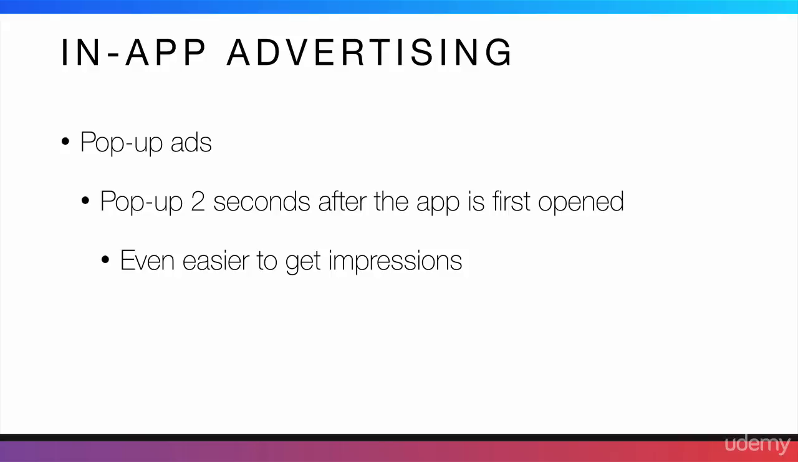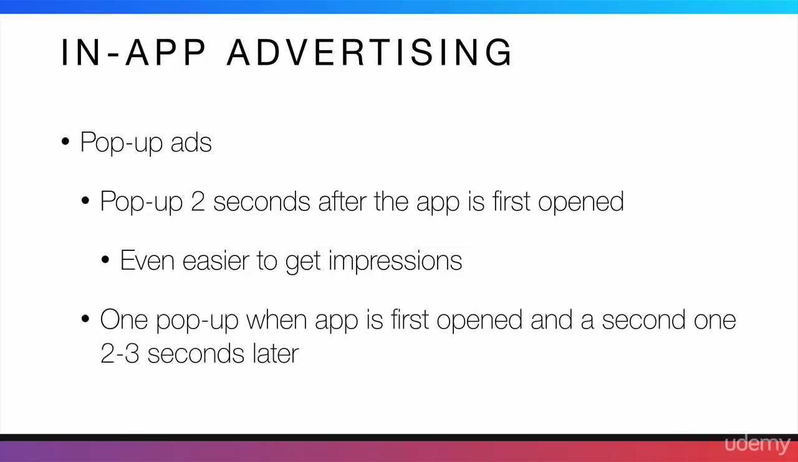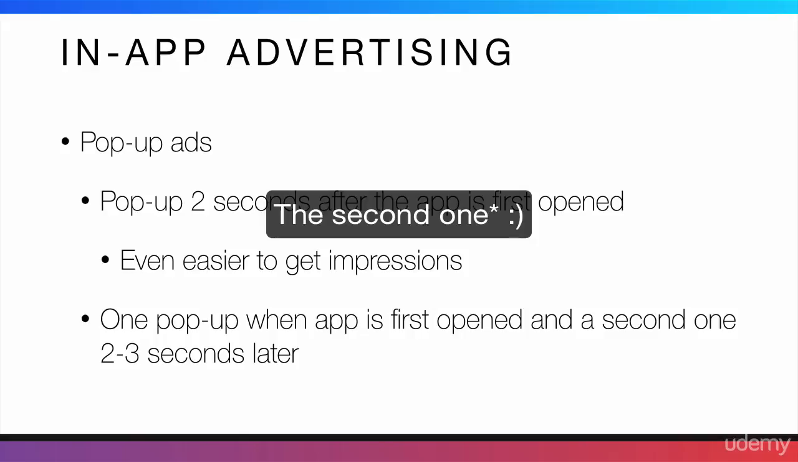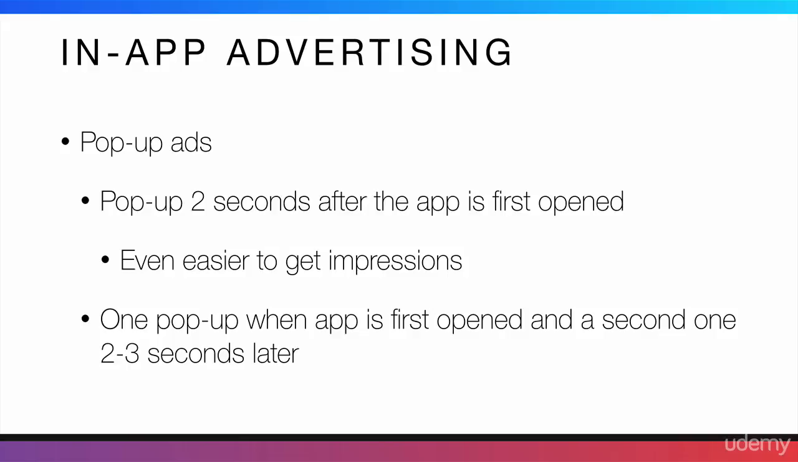Another more aggressive strategy that I have seen work, and you could try it if you want, is have 2 pop-up ads. One of them when the app is first opened, and the second one maybe 2 or 3 seconds after the first ad is dismissed. Or you could also do the first pop-up ad to pop up 2 seconds after the app is launched, and then the second one to pop up as soon as you dismiss the first one. Now, as you can imagine, this creates a lot more accidental impressions since the user is not expecting the second ad. But it is also more annoying and could frustrate users, which could make them delete your app.